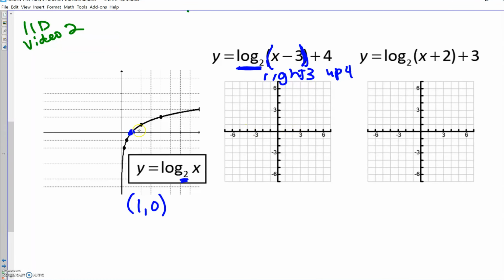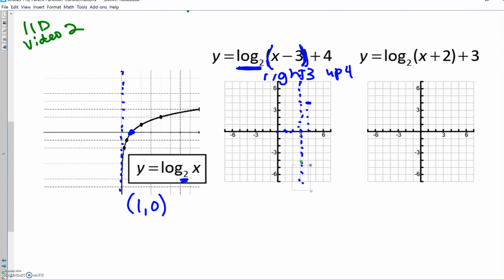So I'm going to take this point (1, 0) right here, and I'm going to go right 1, 2, 3, and up 1, 2, 3, 4. Keep in mind that there is an asymptote here on the y-axis. We're going to have an asymptote right next to this, and perhaps that's really what we want to move over. The asymptote is going to move to the right 3. So here you can see the asymptote move to the right 3. There's lots of dots on there, isn't there?